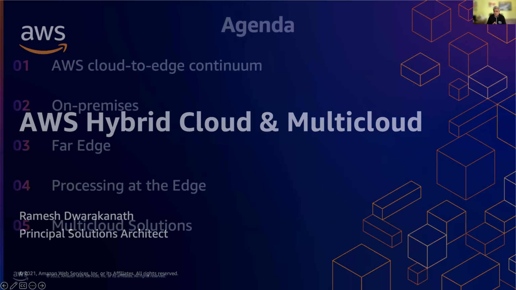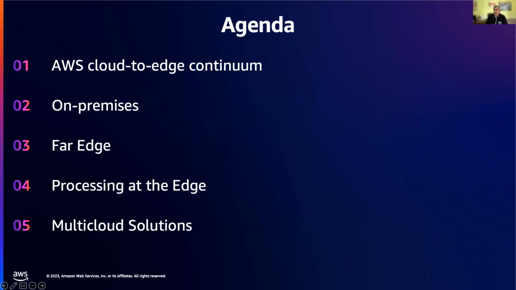Just a quick agenda. We're going to talk about what AWS brings to the table or offers from the whole spectrum, from the cloud on one end to the edge on the other end, and we're going to go through a little bit of detail there. We're going to talk about the on-premises infrastructure, what the connectivity options are, and what other options there are. I know the previous speaker did mention Outposts, and that's something we'll definitely touch upon.